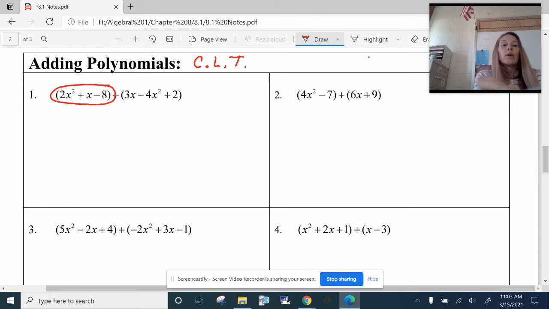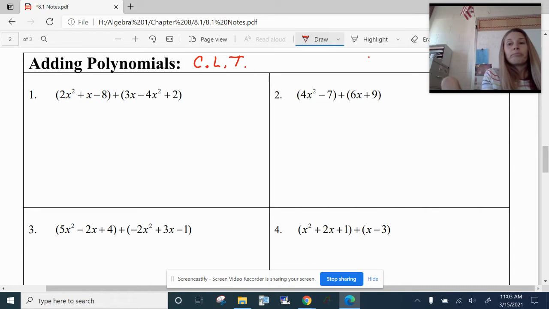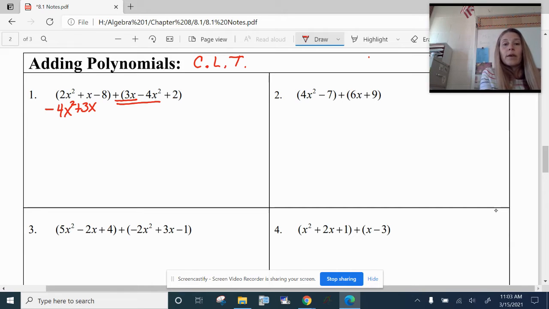So that's good. So now when I go to look at my second piece here, I'm just going to stack them underneath. So I'm going to add the 3x. I'm going to add that to my other x term, which would be here in the middle. Then I'm adding this negative 4x squared, which really is just like subtracting. So I'm going to stack that under my other x squared. And then I'm going to add this 2. So I'm going to put that here under my other constant term.